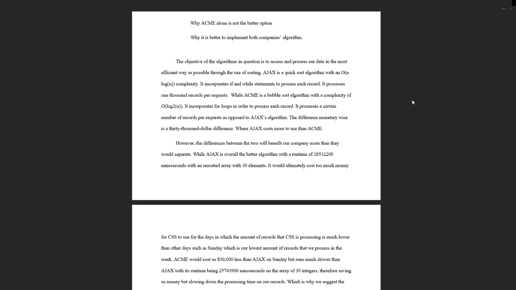Alright, so we are just talking about two algorithms here, Ajax and Acme. Objectively, Ajax is the superior algorithm. After testing both algorithms on an array of unsorted integers of size 30, we got runtimes, and we easily could see that Ajax's algorithm is much faster comparatively to the Acme algorithm. But Ajax has the downside of still being slightly more expensive than Acme.